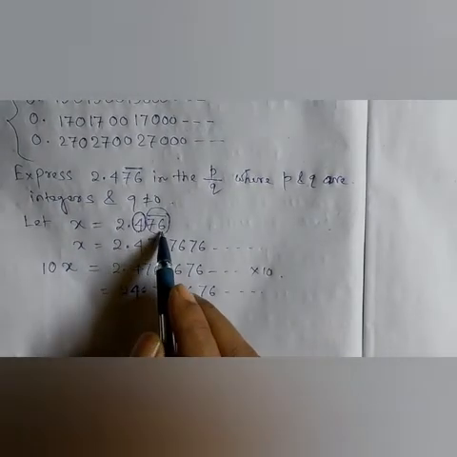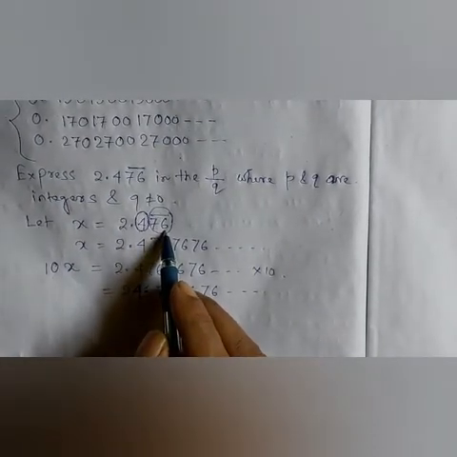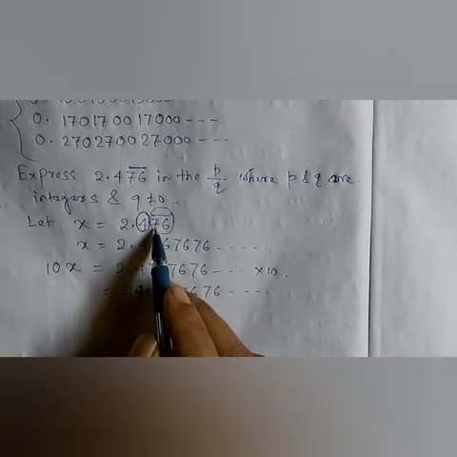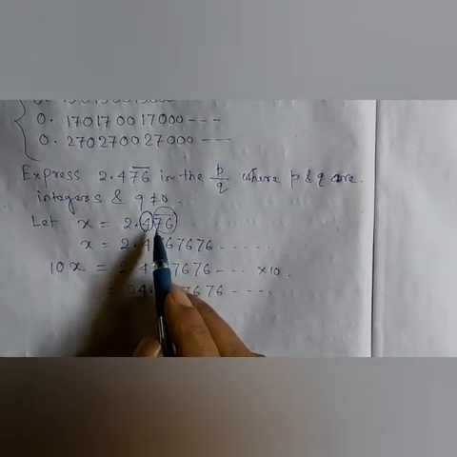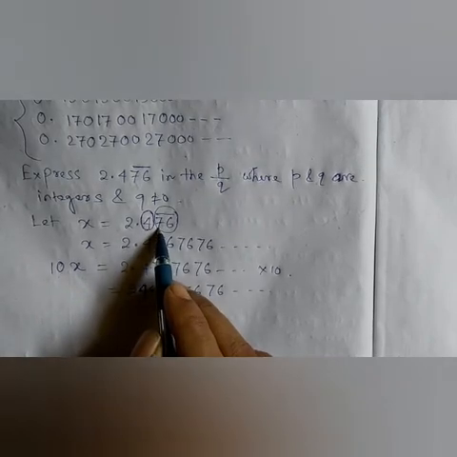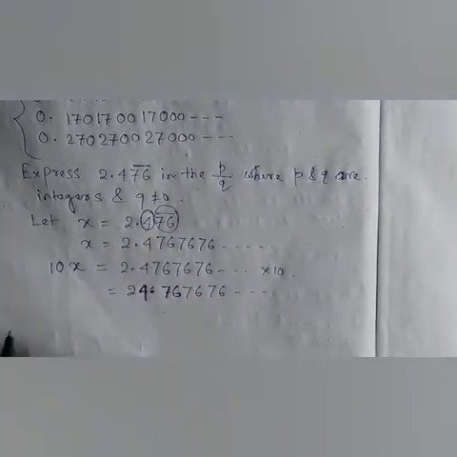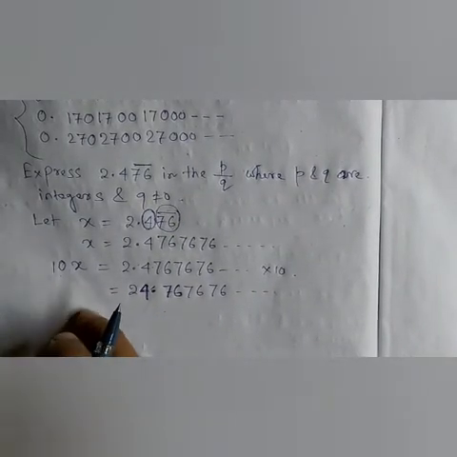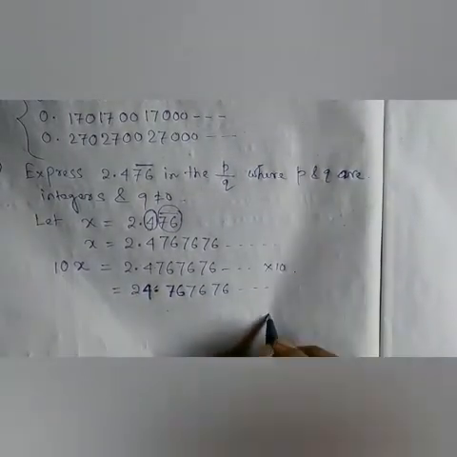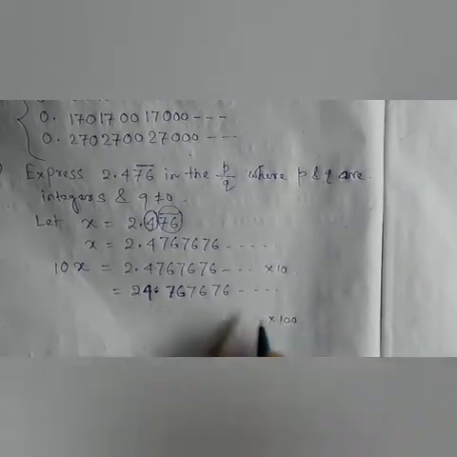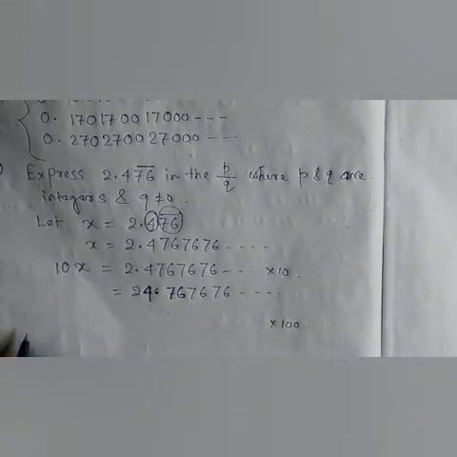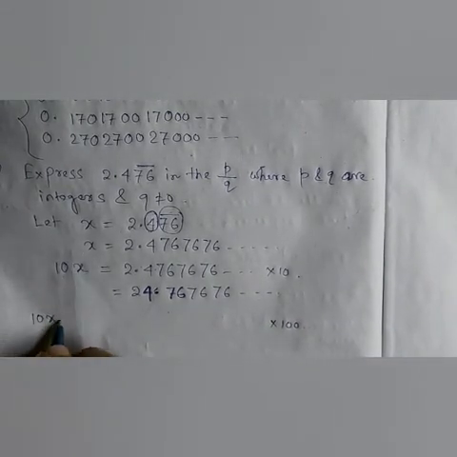Now we have to consider the repeated terms. The repeated terms are two digits only. The first one is 7 and the second one is 6. So here two numbers are repeated, that's why we have to multiply by 100. We have to multiply 10x by 100.